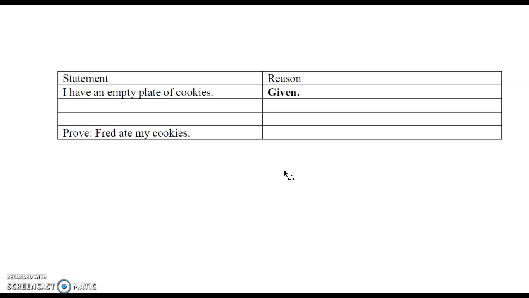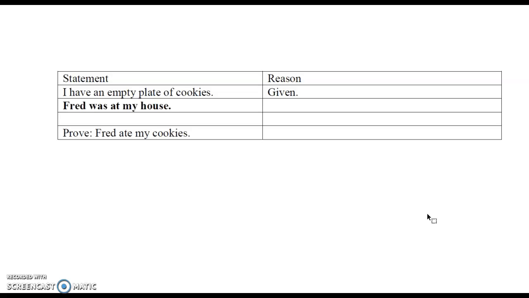If you don't tell anybody that you have an empty plate of cookies, then people are going to be like, what are you talking about? You try to prove that Fred stole your cookies, but if you don't have a starting place, it doesn't really make sense. So we're always going to want to include that, right? Then at the bottom here, we want to prove that Fred ate my cookies. I'm trying to prove that Fred ate my cookies. All right, cool. So this is where we start.